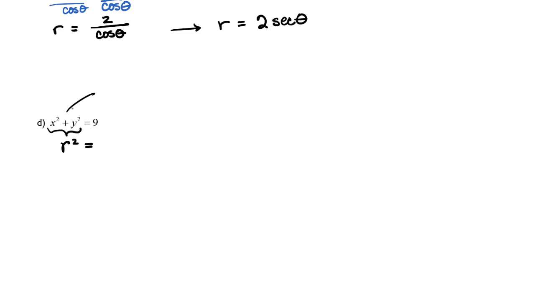So it's easier just to remember the formula that we had before, r squared equals x squared plus y squared, and just replace the x squared plus y squared with r squared, and that's equal to 9. Therefore, r is equal to plus or minus 3.